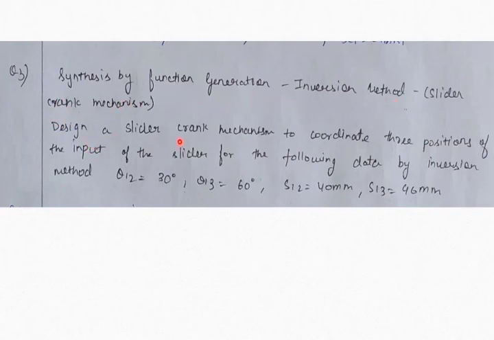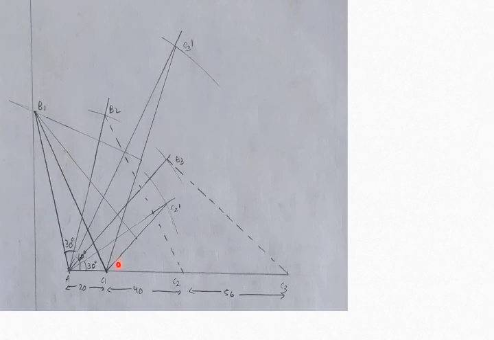We have to design a slider crank mechanism to coordinate three positions of the input of the slider for the following data by the inversion method. Theta 12 is equal to 30 degrees, theta 13 is equal to 60 degrees, S12 is equal to 40 mm, S13 is equal to 46 mm. So for the given two angular displacements of the input link and two linear displacements, the required slider crank mechanism is obtained by following these steps.